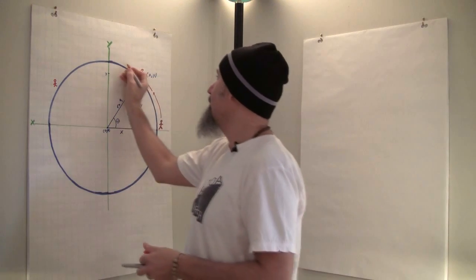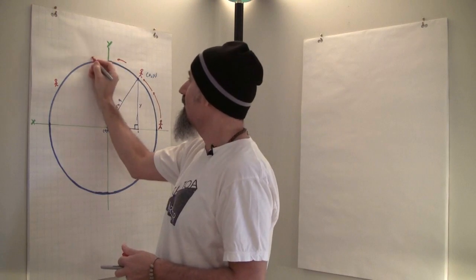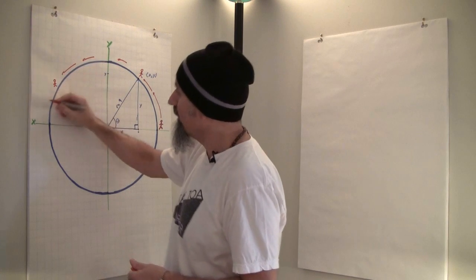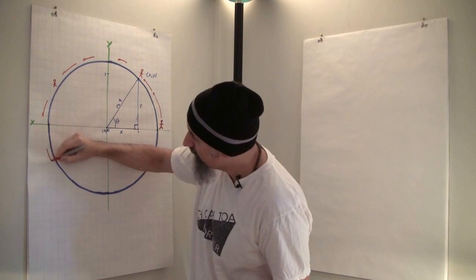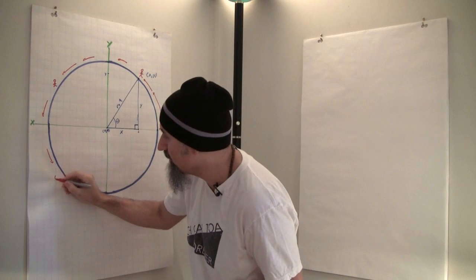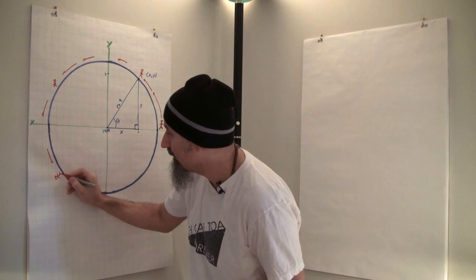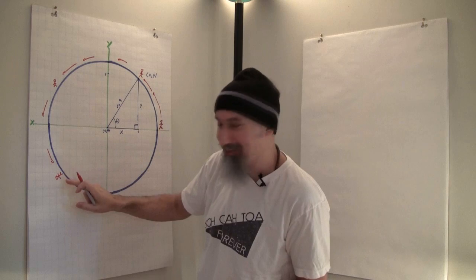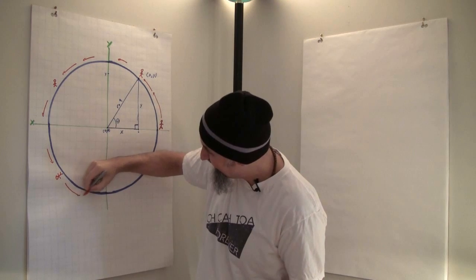So if you continue to move around the circle, let's put another guy here. Let's assume there's gravity here, so we're actually upside down here.